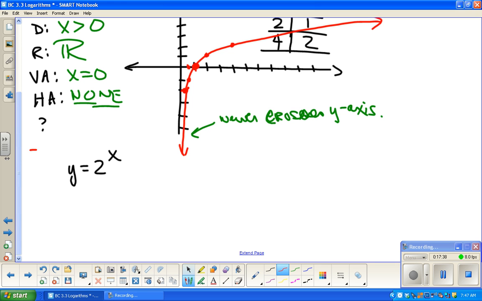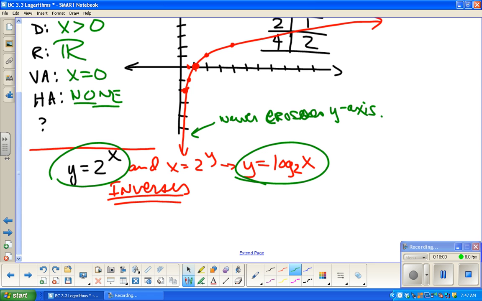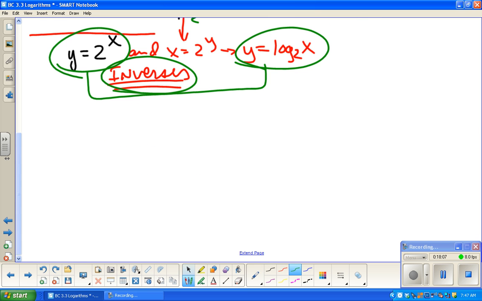So y equals 2 to the x and x equals 2 to the y are inverses. And remember, this is really the same thing as y equals log base 2 of x. Okay, here's the point. This guy and this guy are inverses. So think about what we've been saying about y equals 2 to the x.